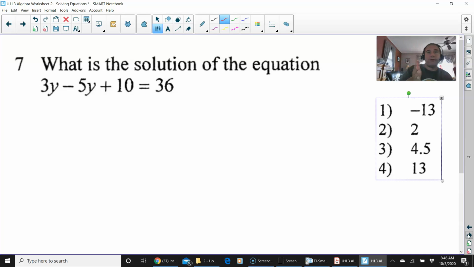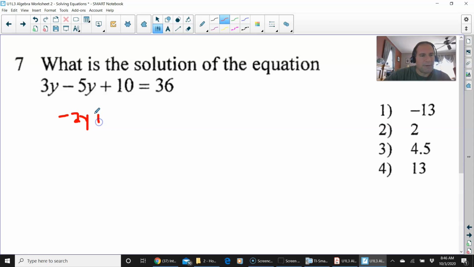So do you know that number 7 already starts out with 3 terms on that left side? That means you have to do something like combine like terms before you even start. The like terms are right here. 3y minus 5y, that is negative 2y. And I'm going to bring down the plus 10 and the equal sign and the 36.